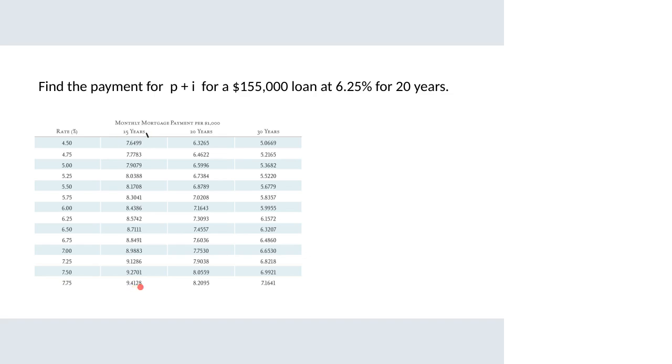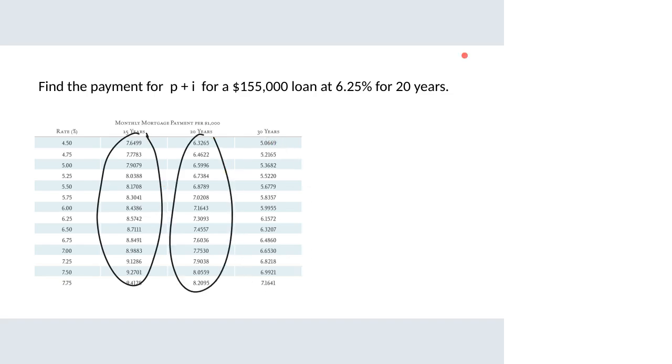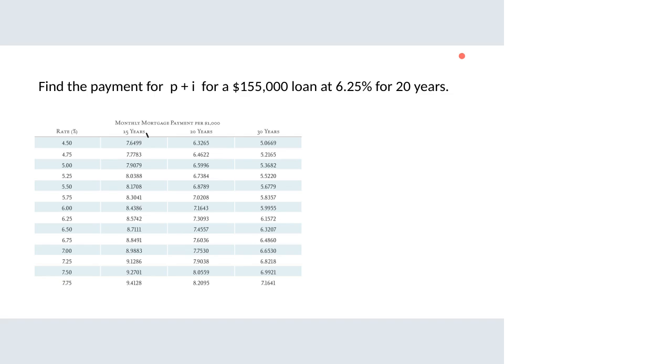And then what you'll see is all these numbers in this chart. What those do is there is a multiplier that goes with every one of these. Depending on what your interest rate is and the number of years, there's a multiplier that we're going to use to figure out how much has to be paid each month for principal plus interest. A really important part of this table is where it says monthly mortgage payment per $1,000. So this number is for every $1,000 you borrow.